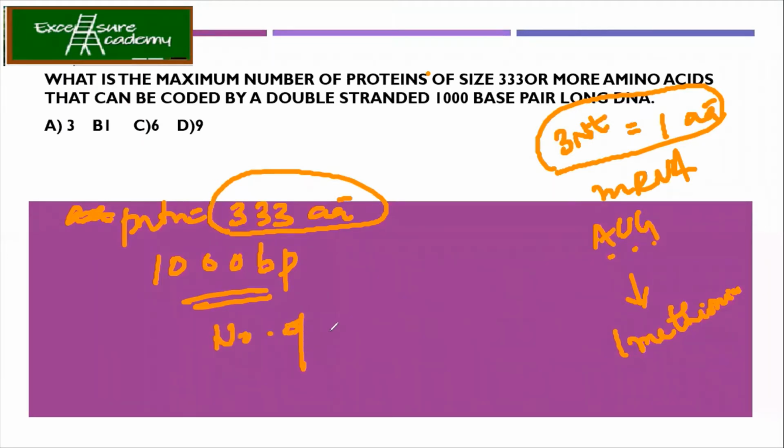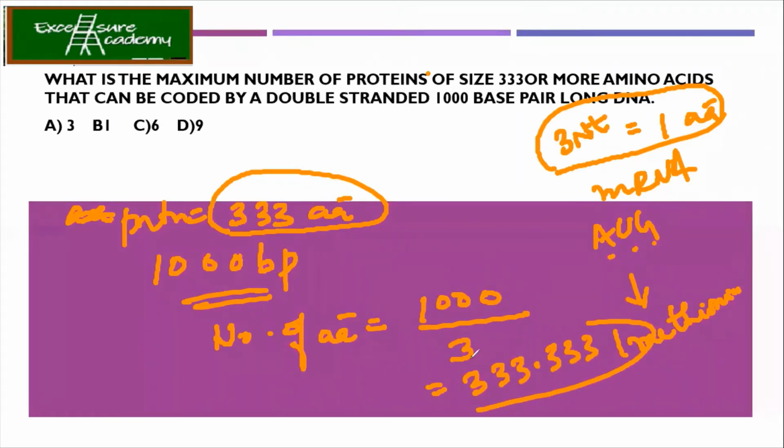The number of amino acids is equal to 1000 base pairs divided by 3, right? I'm going to get 333.33. So what do you understand from this? What will be the answer? Using 1000 base pairs, how many proteins of 333 amino acids can you make? Given the options, what will be the correct answer?